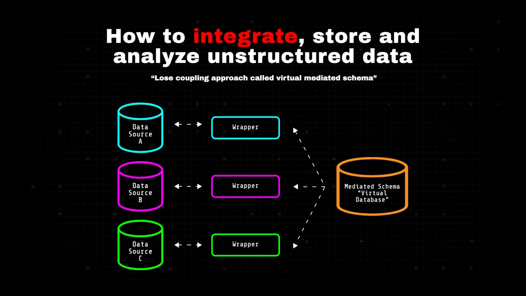The loose coupling approach, called virtual mediated schema, provides an interface that takes the query input from the user, transforms the query in a way source databases can understand, and then sends the query directly to the source databases to obtain the result. In this approach, data does not really remain in the schema and only remains in the actual source databases. However, the mediated schema contains several adapters or wrappers that can connect back to the source systems to bring data to the front end.